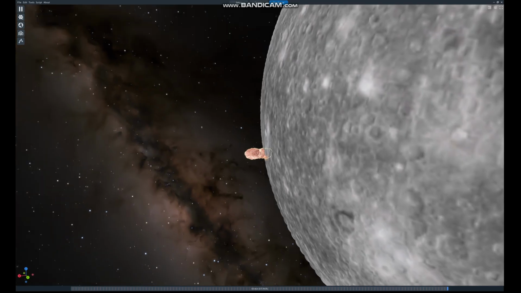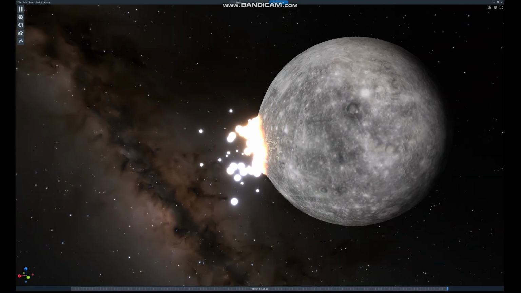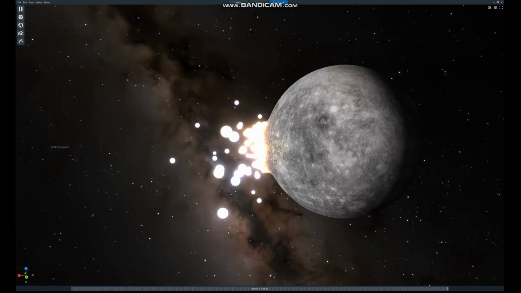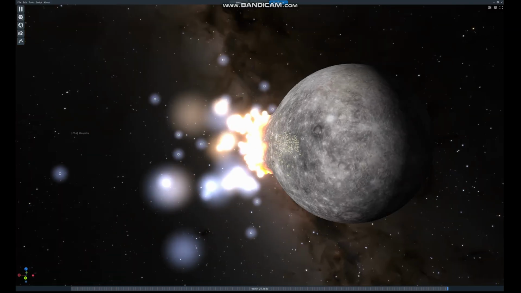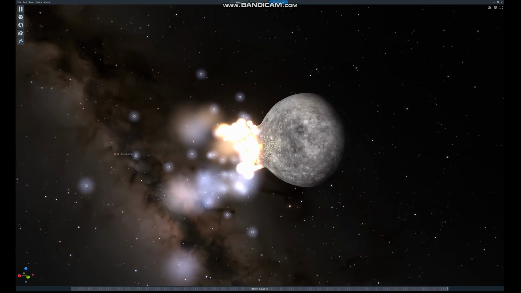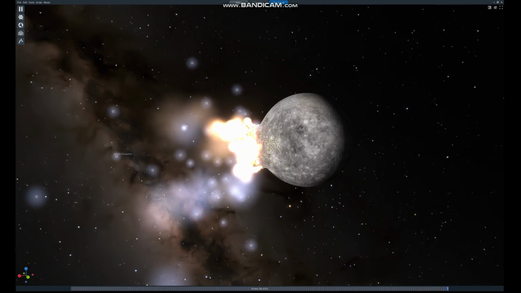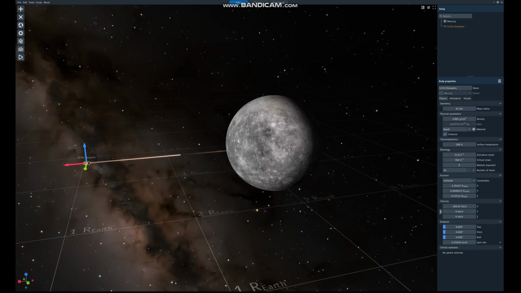And boom. Holy crap. Look at that. Yeah, it straight up just rips a hole through Mercury. Okay, well, now I gotta see something. So that's pretty crazy, right? But what if we just kept speeding it up?